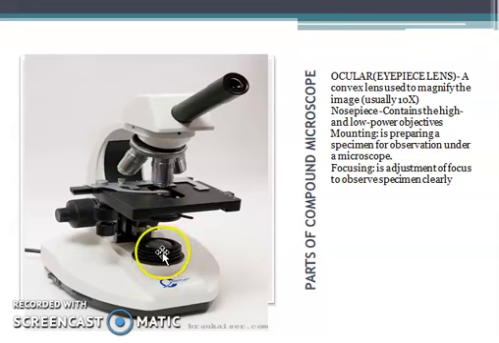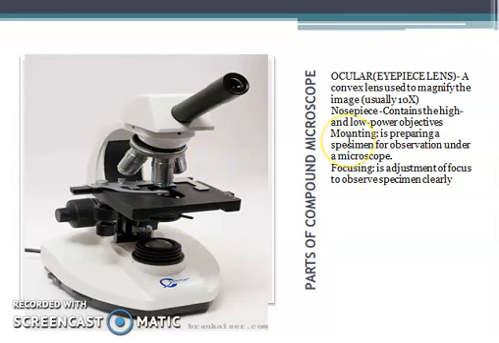As you see, light comes from here, which means there's a light source, called a lamp or mirror. The diaphragm, also called the iris, adjusts the amount of light passing through.